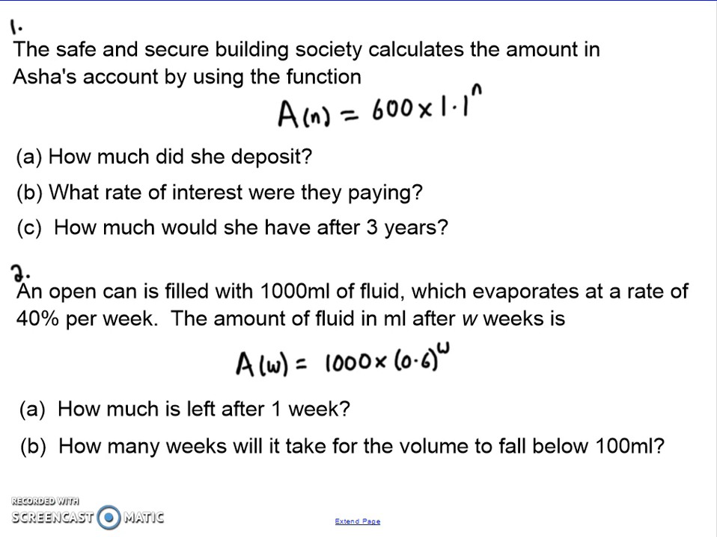Second question was an open can filled with 1,000 millilitres of fluid evaporates at a rate of 40% per week. The amount of fluid in millilitres after W weeks is given by that formula there, 1000 times 0.6 to the power of W. How much is left in the can after 1 week? And how many weeks will it take for the volume to fall below 100 millilitres? So pause the video, have a crack at these.